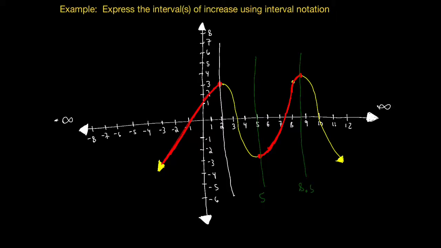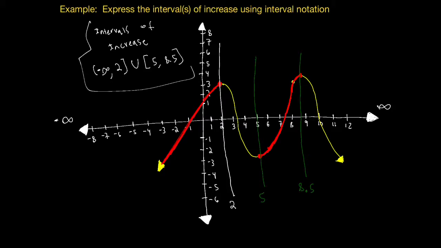So 8.5. Let's go ahead and use interval notation. The intervals of increase are going to be from negative infinity to 2, union 5 to 8.5. And that would be the interval of increase for this infinite graph.